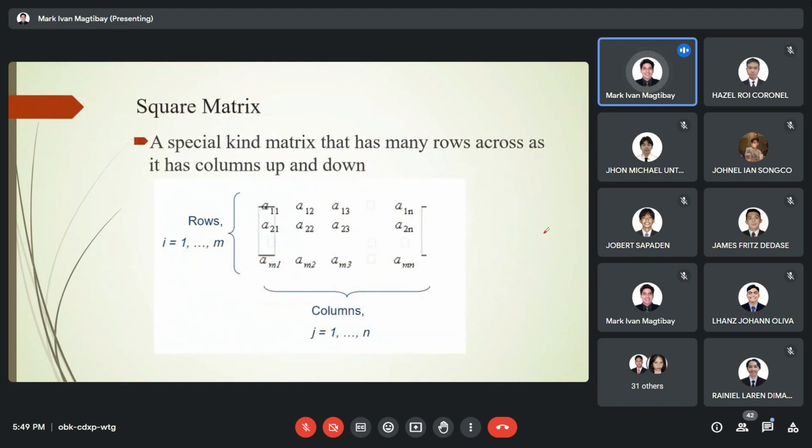And then, nabanggit ko na sa inyo kanina, square matrix. A square matrix is a special kind of matrix that has as many rows across as it has columns up and down po. Dapat equal po yung number of columns sa number of rows po niya for it to be declared as a square matrix po itself. Okay? So, pwede na natin to skip.